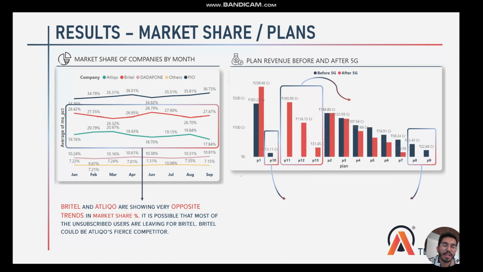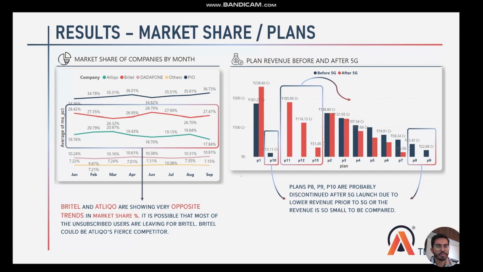So let's talk about the plan revenue now. In total, there were 13 plans, but it appears that before 5G, there were plans P8, 9, and 10, which were probably discontinued, or it is assumed that they were discontinued because they were not generating much revenue compared to the other plans from P1 to P7. And then on the other hand, I think new plans were added, P11, 12, and 13, after the 5G launch, which did extremely well.